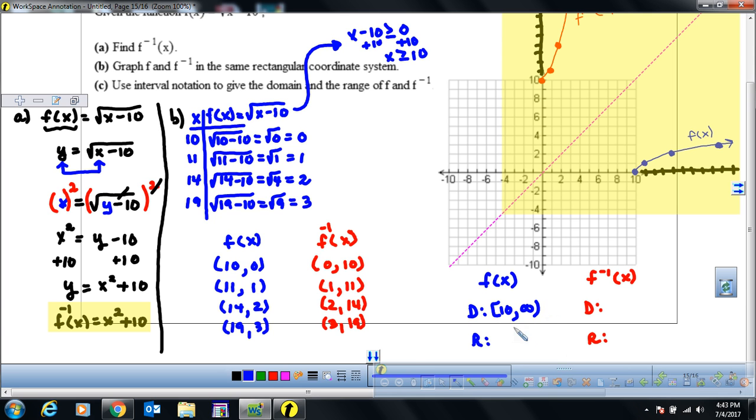Now, what do we know about this? Since the domain of f of x is from 10 to infinity, that would be the same as the range of its inverse. So the range of its inverse will be 10 to infinity as well.